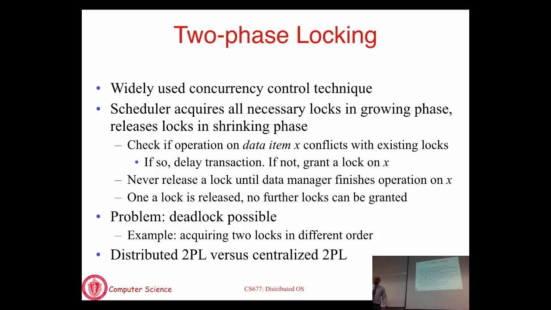And the standard approach in databases, which also works for our distributed transactions, is called two-phase locking. Okay? It's called 2PL. In databases, two-phase locking is a very widely used concurrency control technique. Okay? It's best explained with a picture.